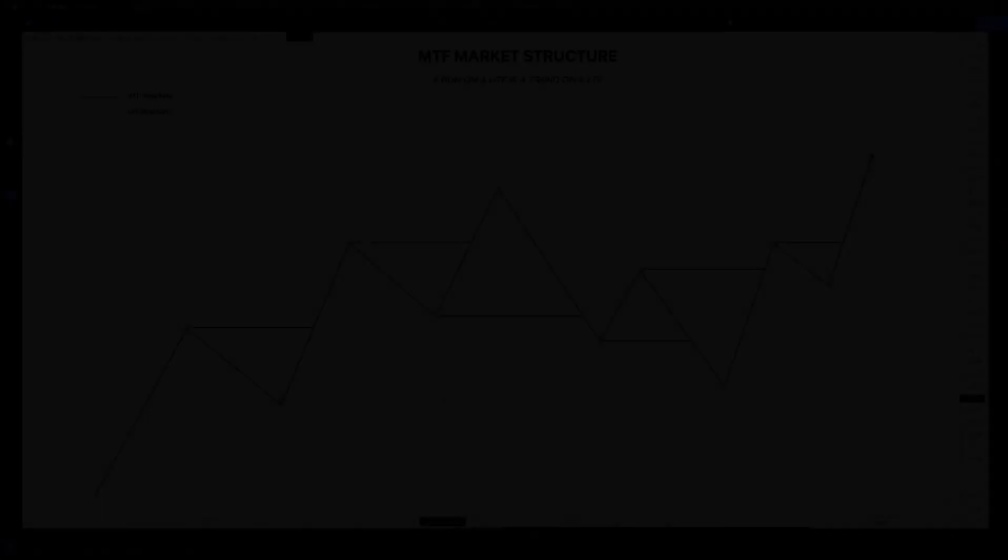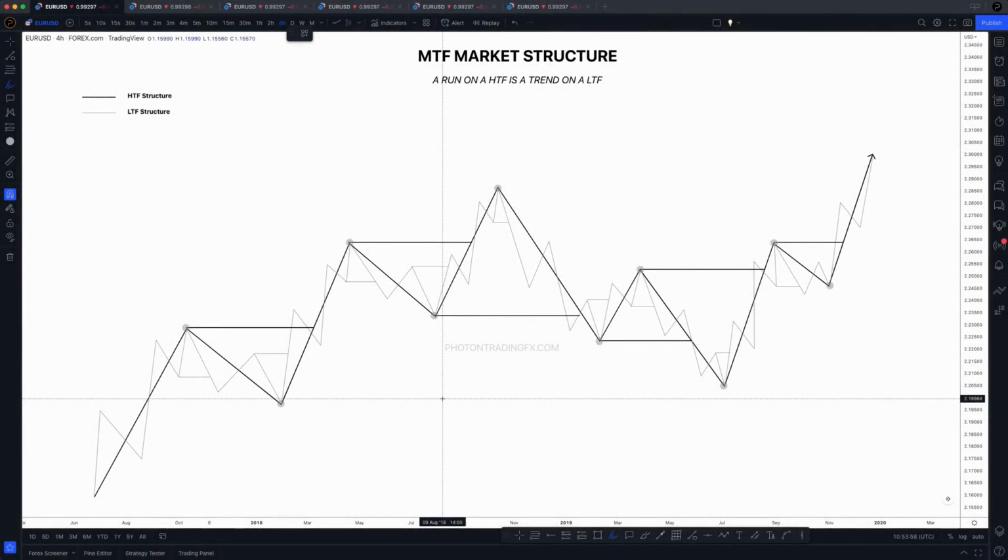simultaneously. So what we have here is a line diagram to essentially illustrate multi-time frame market structure, right? It says it there in the title, but it's essentially trying to show the relationship between a higher time frame and a lower time frame. So we're going to try and keep it reasonably simple at the start, with just two time frames.